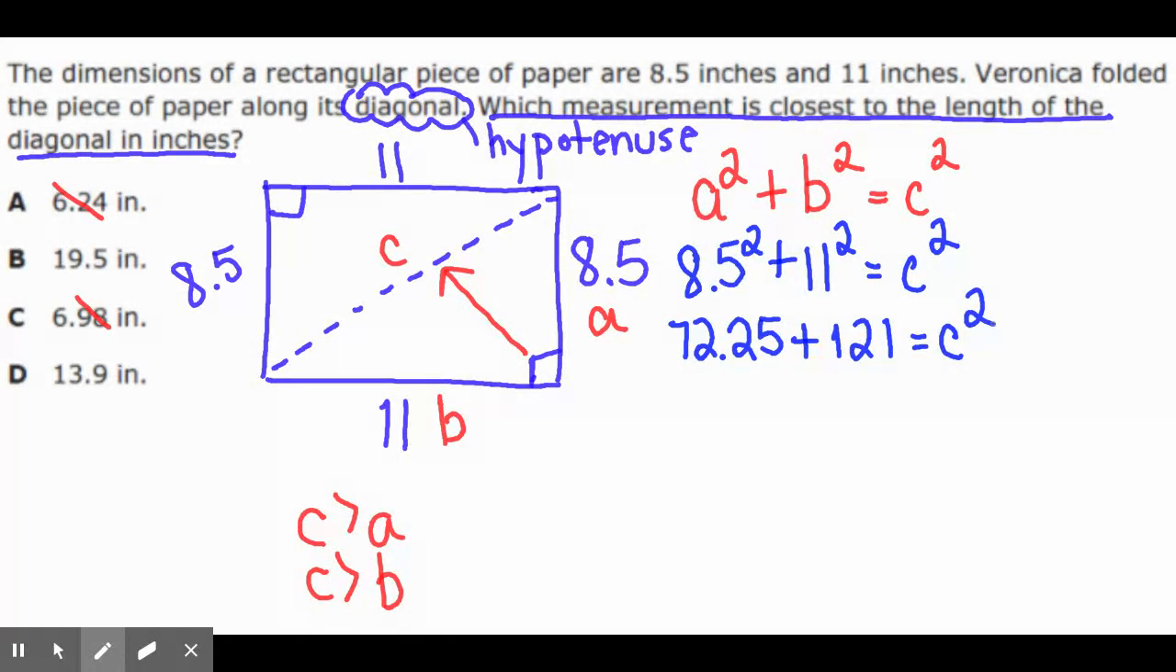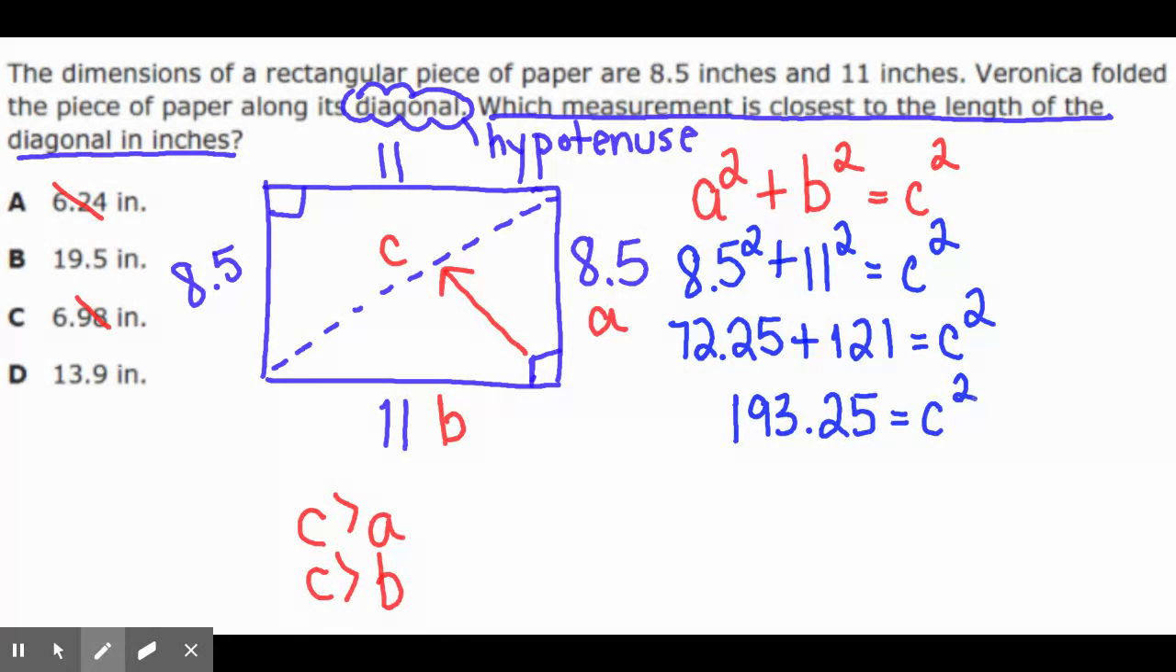We're going to add 72.25 and 121. And when we do that, we get 193 and 25 hundredths. And that equals c squared. All right, so we have our variable on one side and our number on the other side, but we are not done. All right, we're not looking for the value of c squared. We want c by itself.